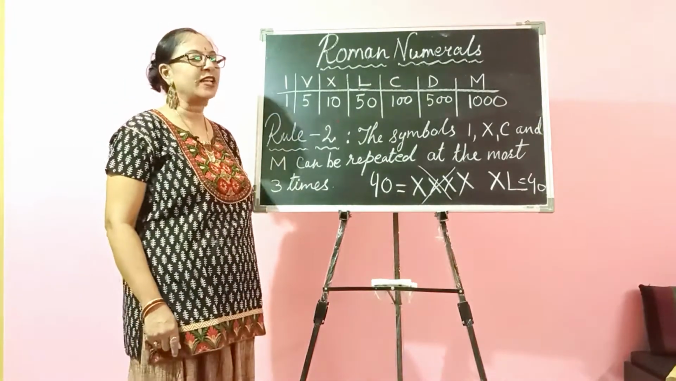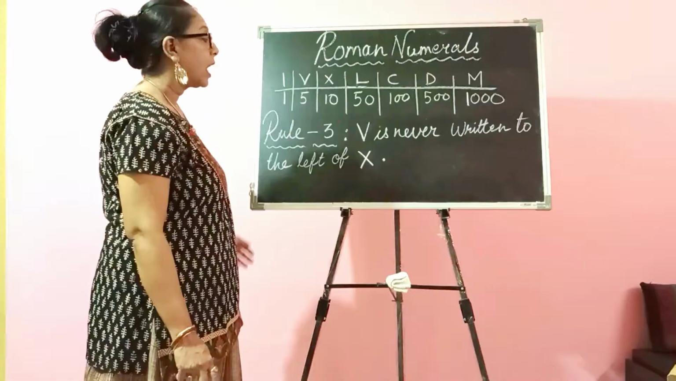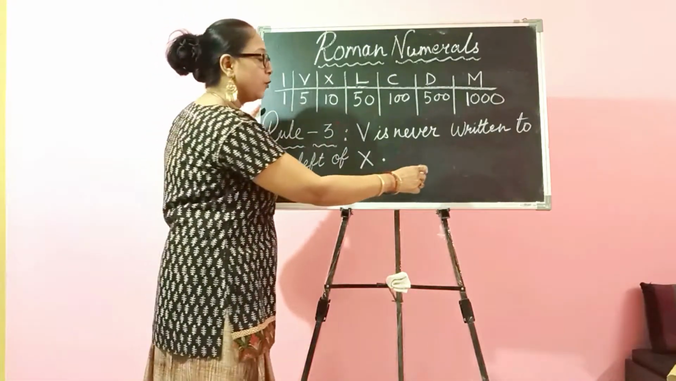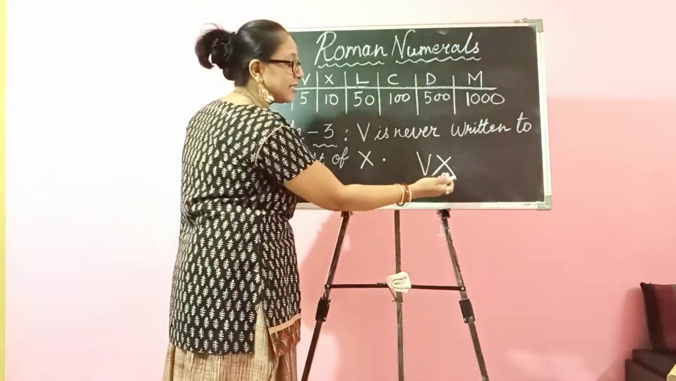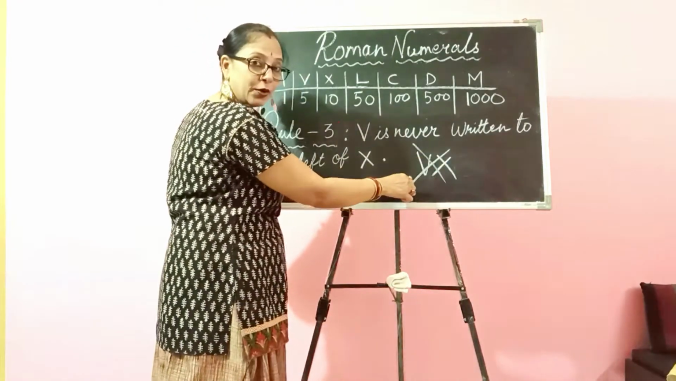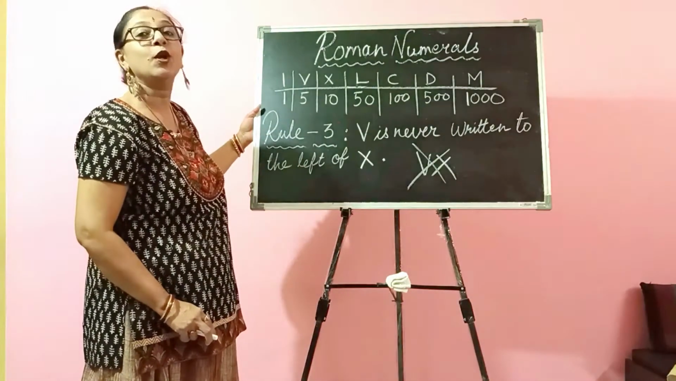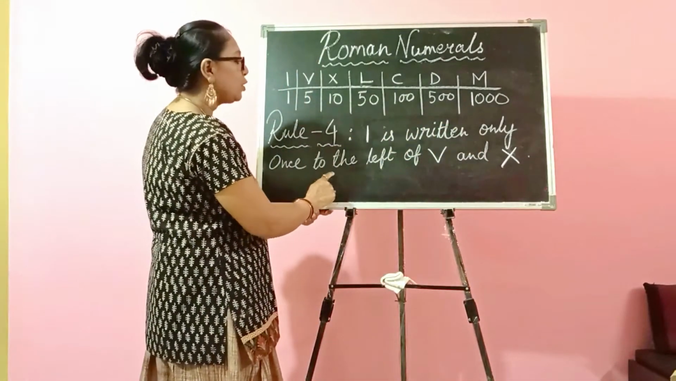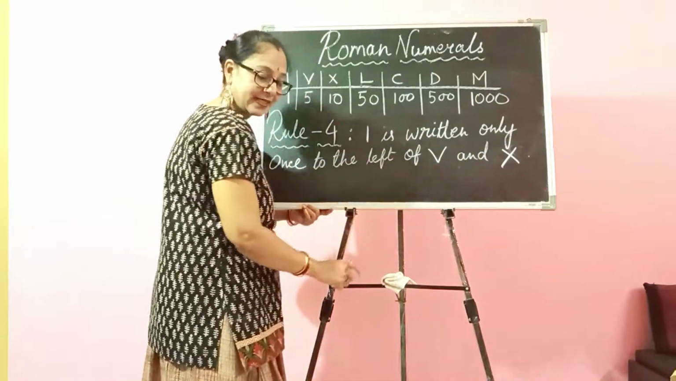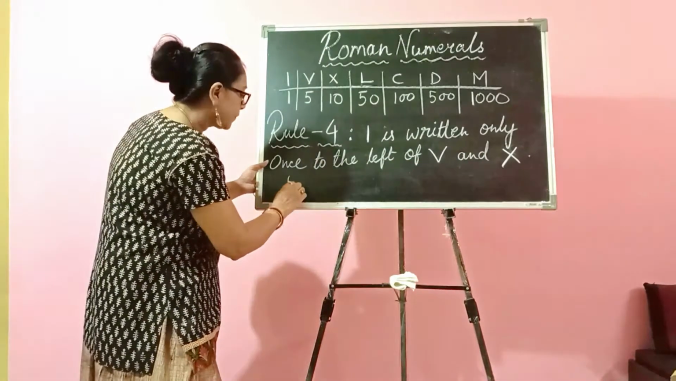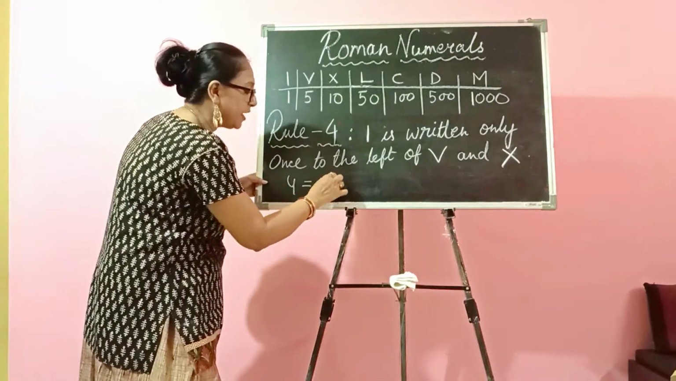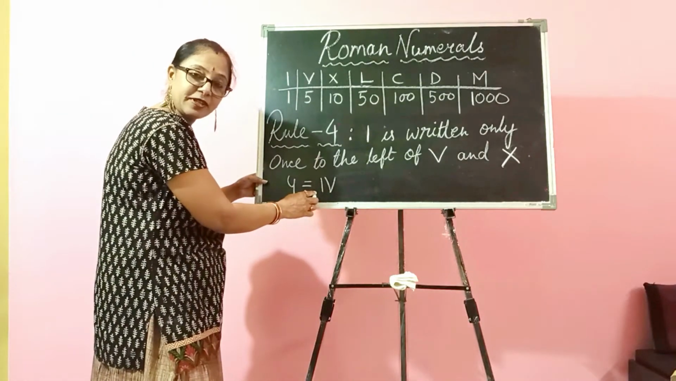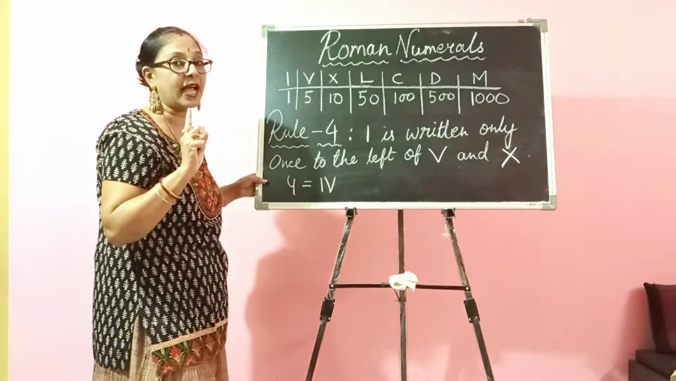So let's move to the next rule, rule number 3. According to rule number 3, V is never written to the left of X. We cannot write V like this at the left hand side of X. This is wrong. With that, let's move to the next rule, rule number 4. I is written only once to the left of V and X. For example, to write 4, we write it as IV, that is 5 minus 1. But we cannot write another I at the left hand side of V. Twice we can't. We can write I only once.